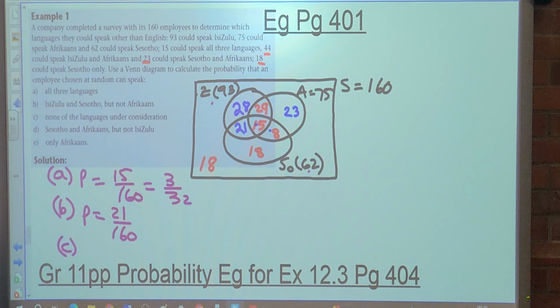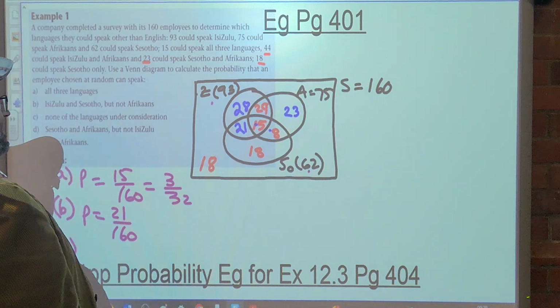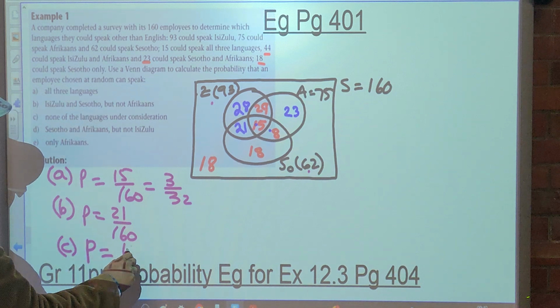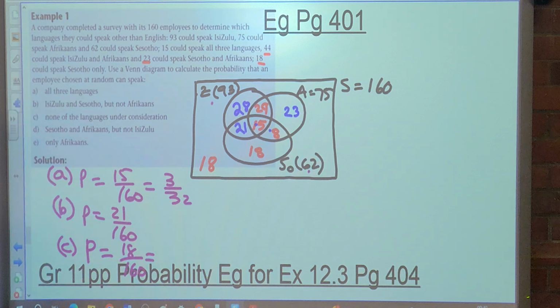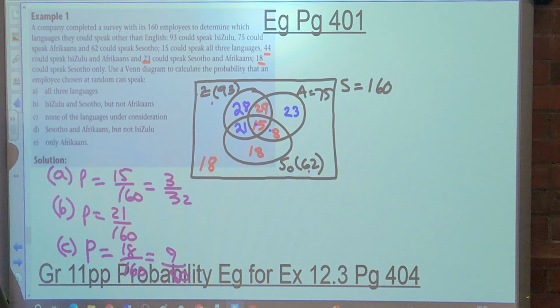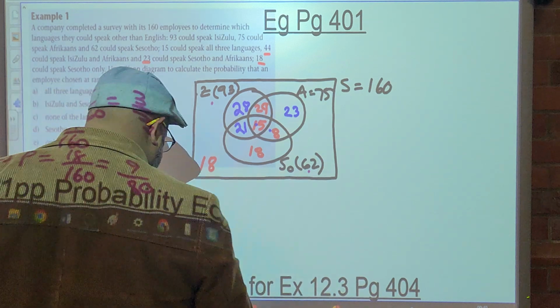C says, none of the languages under consideration. So the employee chosen at random cannot speak any of these languages. So how many of these employees cannot speak any of these languages? 18, and it's 18 out of 160. What is 18 over 160? 9 over 80. See any confusion there?